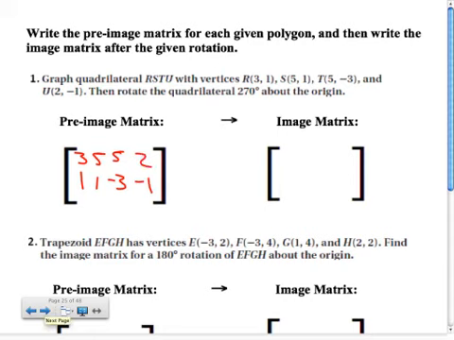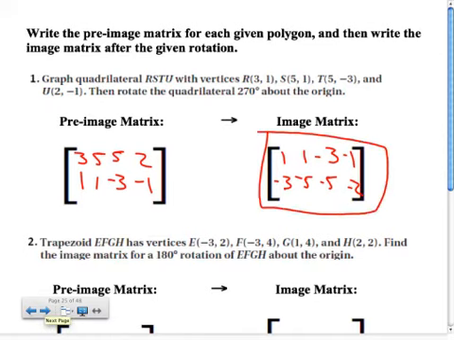Then it says rotate 270 degrees about the origin. So we use our 270 rule, and if I'm just using coordinate rules, I flip-flop them, and then remember I take the opposite of my new y value. When I flip-flop them, my x values are 1, 1, negative 3, and negative 1, and my y values are 3, 5, 5, and 2. Remember the 270 rule says take the opposite of your new y values, so negative, negative, negative, negative. And that would be your image matrix right here.